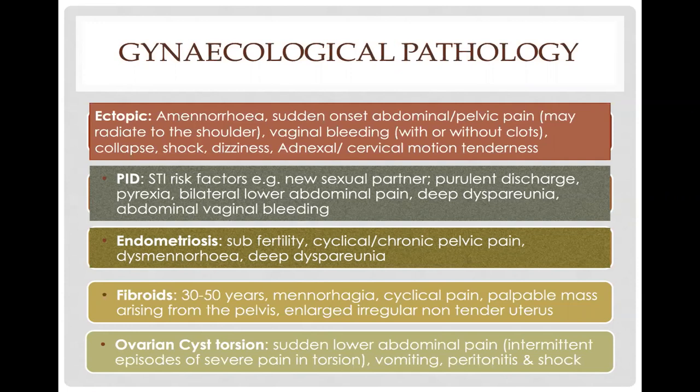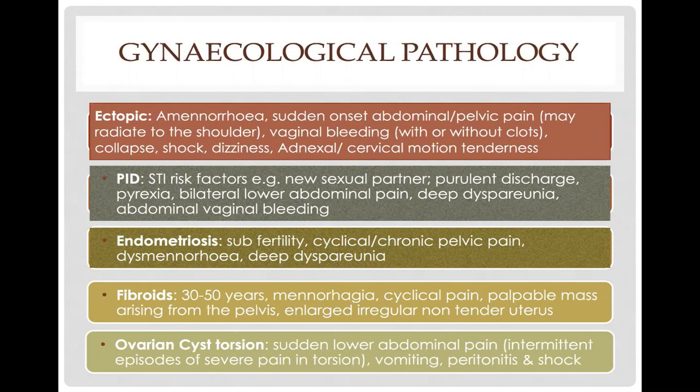Another condition is endometriosis. Typically this presents with cyclical and chronic pelvic pain as opposed to an acute pelvic pain situation in the case of appendicitis, for example. So this will come and go with the period and will be something that has existed for a while in the patient. They'll also have dysmenorrhea and deep dyspareunia as well. And the gold standard diagnosis is via laparoscopy.